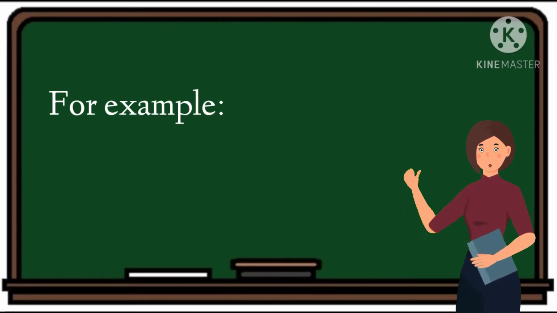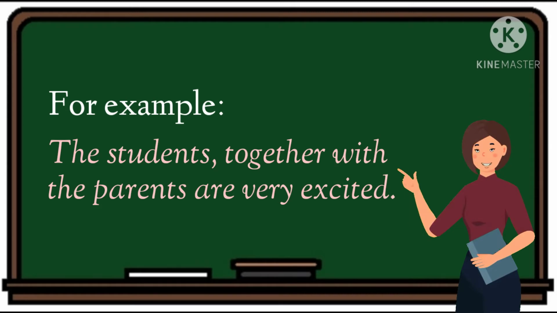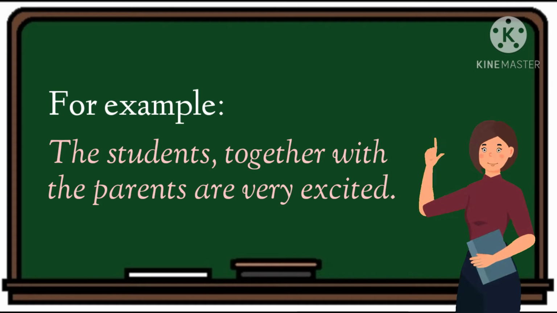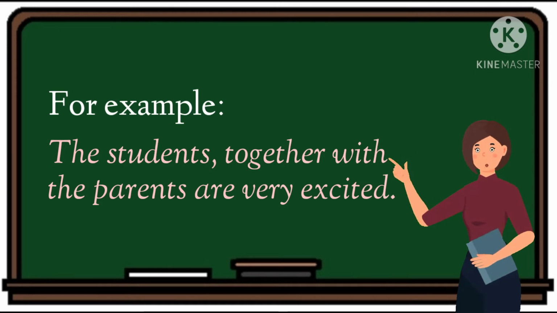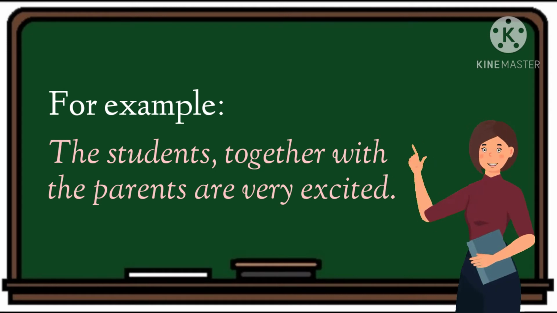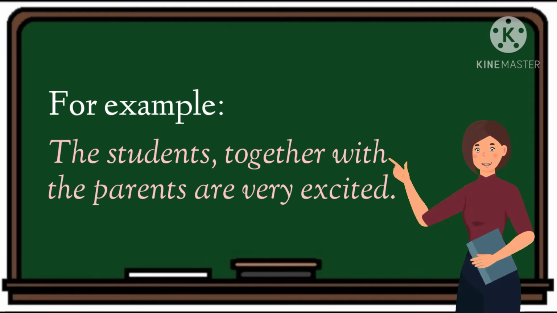For example, the students together with the parents are very excited. In this example, the students is the subject, while on the other hand, are is the verb. Moreover, together with the parents is the phrase that comes between the subject, which is the students, and the verb, which is are.